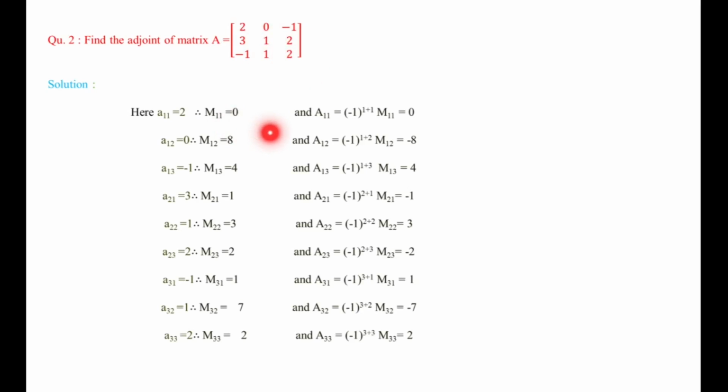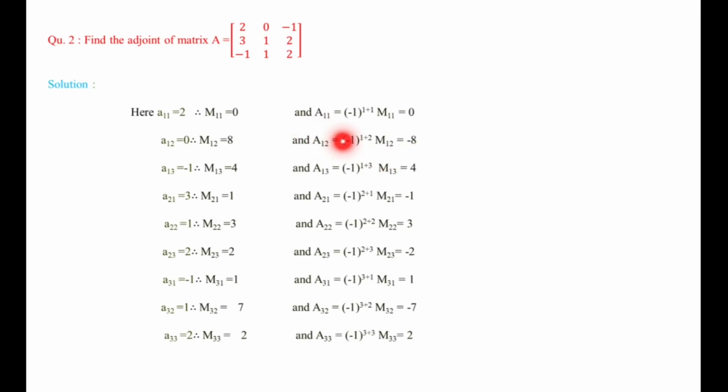Then we have to find the cofactor. We use the formula Aij equals to minus 1 raised to the power i plus j into Mij. So here i is 1, j is 1, so we write A11 equals to minus 1 raised to the power 1 plus 1, which is 2. M11 is 0, so we get the value 0.